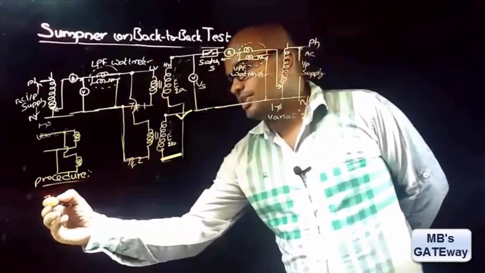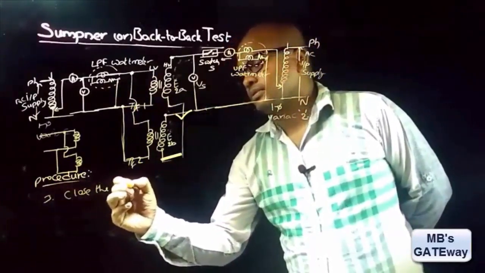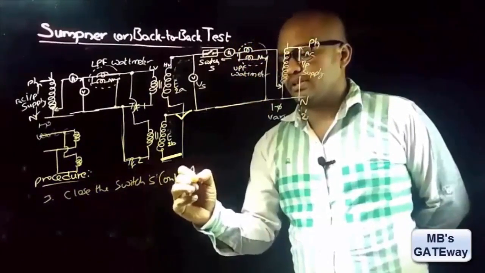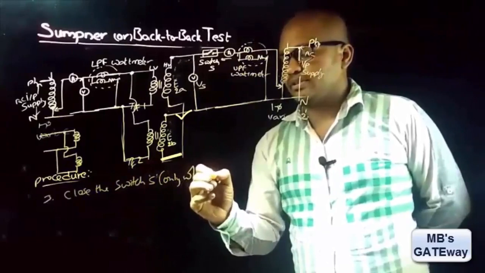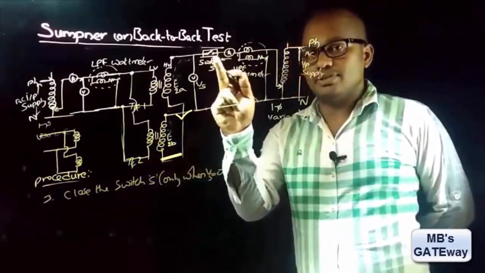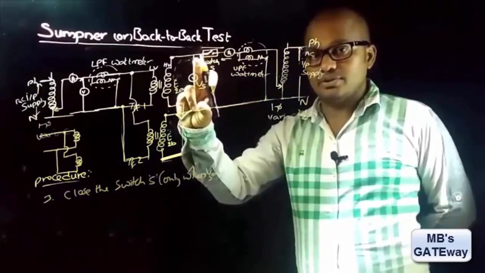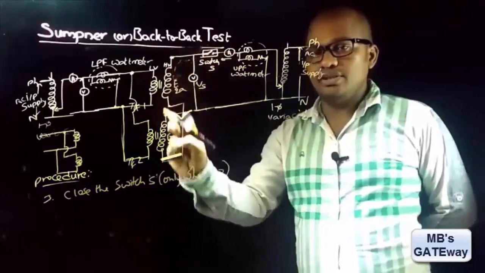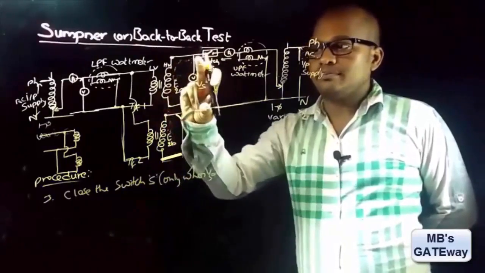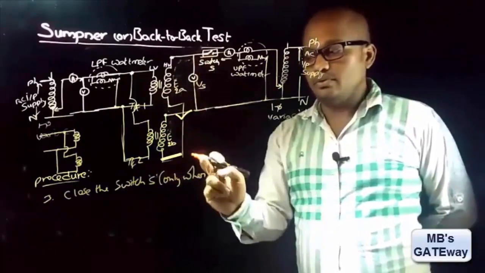And now the third point is: close the switch S only when Vs reads 0. That is, you must close this switch only if the voltmeter reads 0. If it doesn't read 0, it indicates that these two are not in phase opposition. So we must interchange the terminals such that voltmeter Vs reads 0, and once this reads 0, you must close the switches.